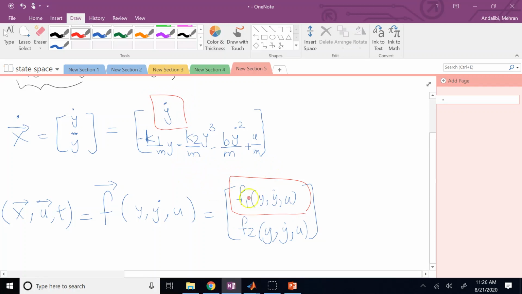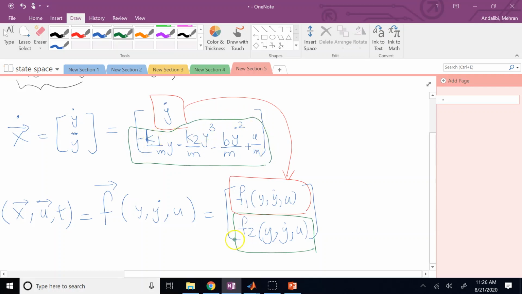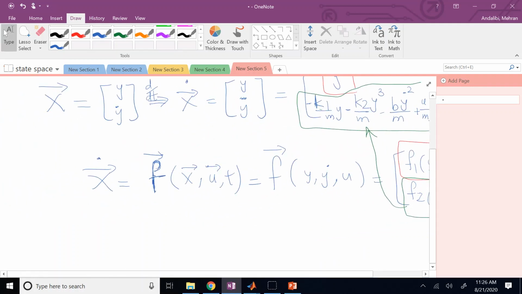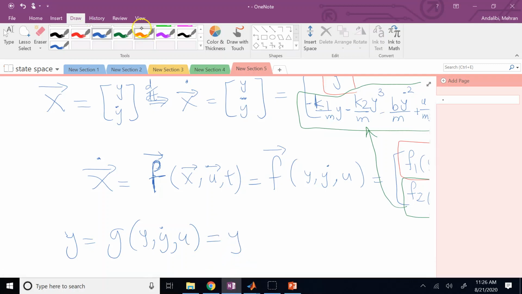The general function between y dot and u is simply y dot. And then f2 is this function. It's a nonlinear function of y dot and u. That's simple. And then the output y is going to be another function, g of y, y dot, and u, and it's simply equal to y. Okay, so your g is simply equal to what? y. That's it.